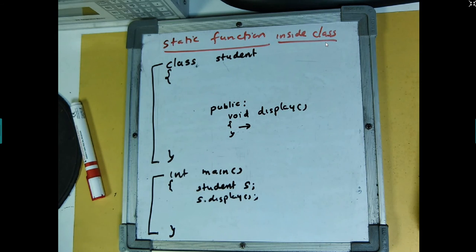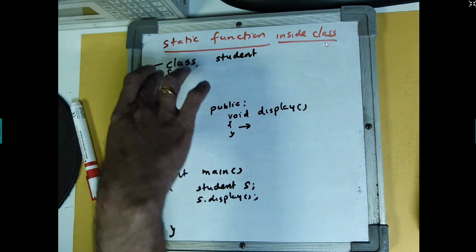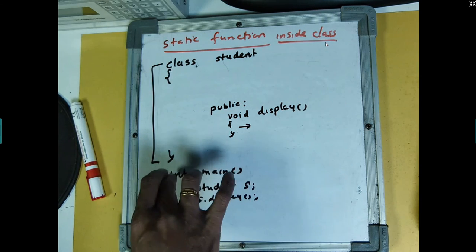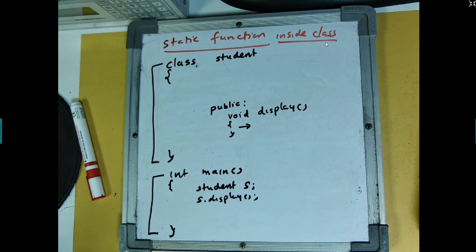This was pretty easy. Now we are going to discuss a new type of function which is called a static function. A static function means it can be called even from outside the class. It can be called from the main without creating an object. That is what we are going to discuss.